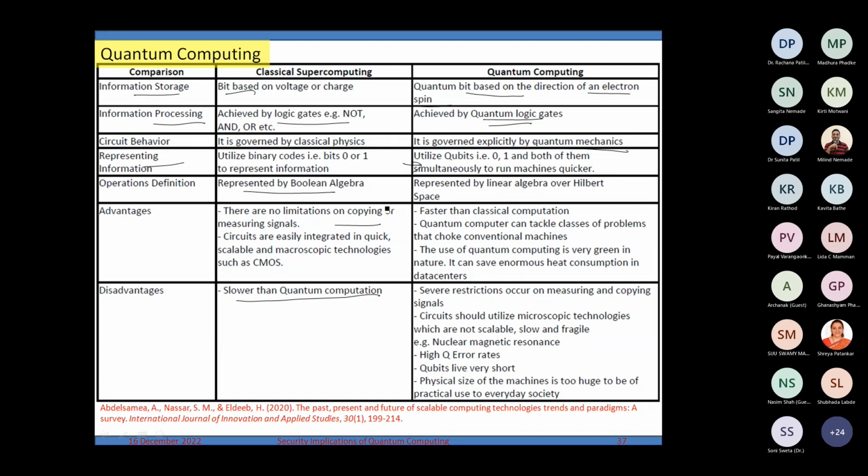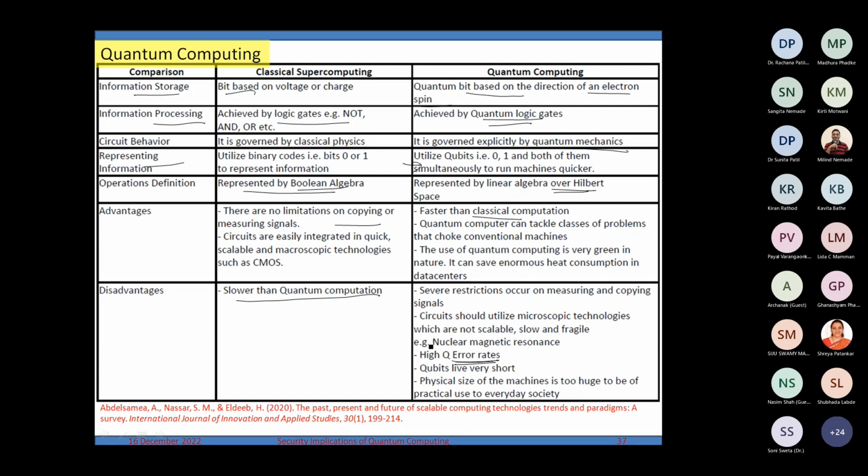When it comes to the classical, we perform Boolean algebraic operations; the quantum computer performs operations over the Hilbert space. That means the complex number space. The advantage of quantum computers is that they are faster than classical computation, and hence we are able to solve certain complex problems. The basic disadvantage of quantum computers is that they have higher error rates.